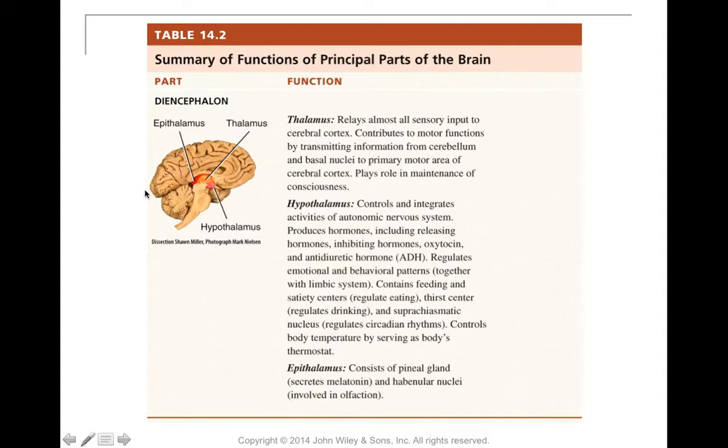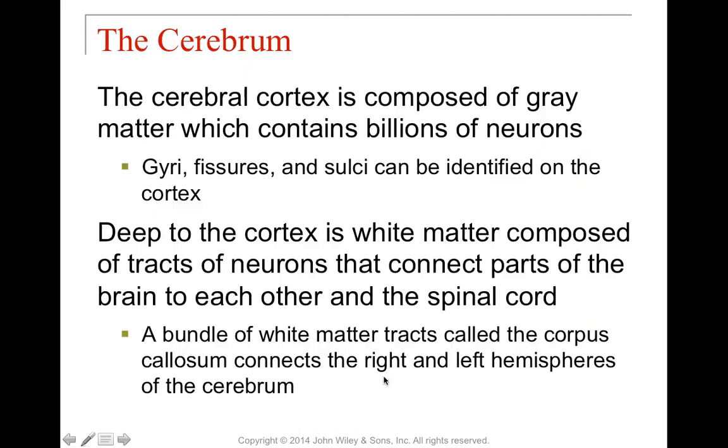And last but not least, we have the epithalamus, which for our purposes is basically the same thing as the pineal gland. I mean, it's not, there are other things, but the pineal gland is a very large part of the epithalamus. And the pineal gland is going to secrete melatonin. And also it's going to be involved in olfaction by the habenular nuclei. So the thalamus is responsible for almost all sensory information with the exception of smell.